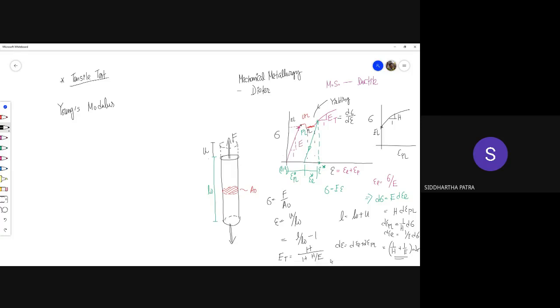Since the slope of the plastic part is much smaller compared to the elastic part, which means h is much smaller than E, if you look at this expression for Et, because this quantity is much smaller than 1, it is approximately h. Which basically means the slope of the stress versus total strain diagram is very close to the slope of the stress versus plastic strain diagram.